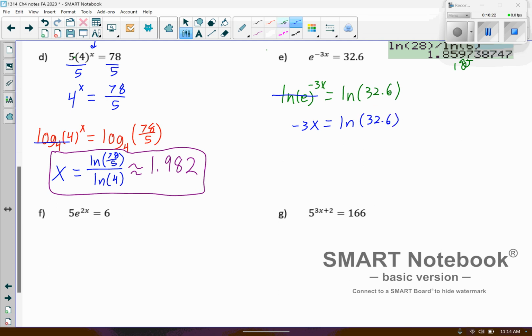And then now what I need to do to solve for x is divide both sides by negative 3. And that is actually going to be my exact answer. So my exact answer is the natural log of 32.6 all divided by negative 3. And then now we'll go ahead and put this in the calculator to get our estimate.